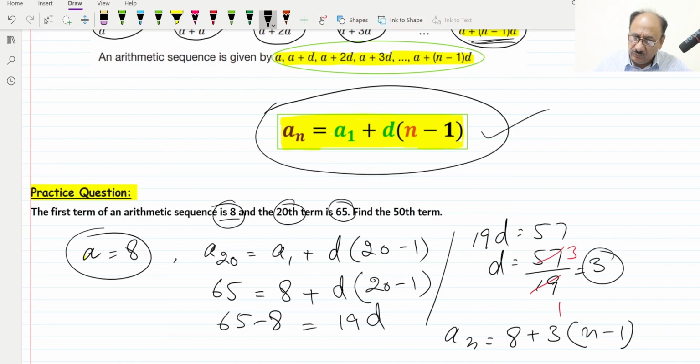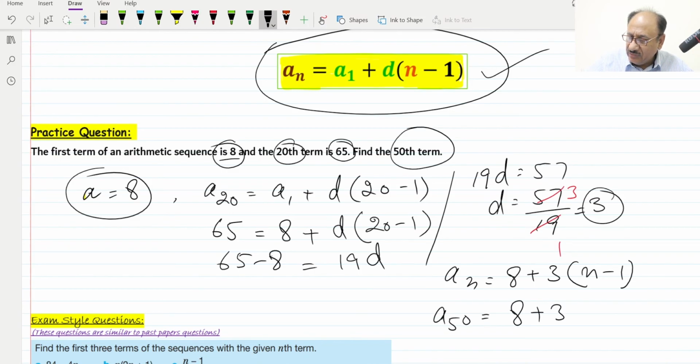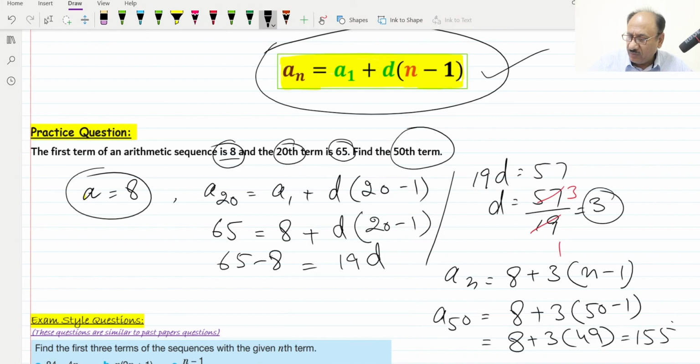Now we want to write the 50th term, so we will replace n with 50 in this one. So a50 will be equal to what? a50 will be equal to 8 plus 3 into 50 minus 1. So this will be 8 plus 3 into 49, and this one we can simplify with the help of a calculator. So 8 plus 3 into 49 will be equal to 155. So 155 will be our answer for this question.